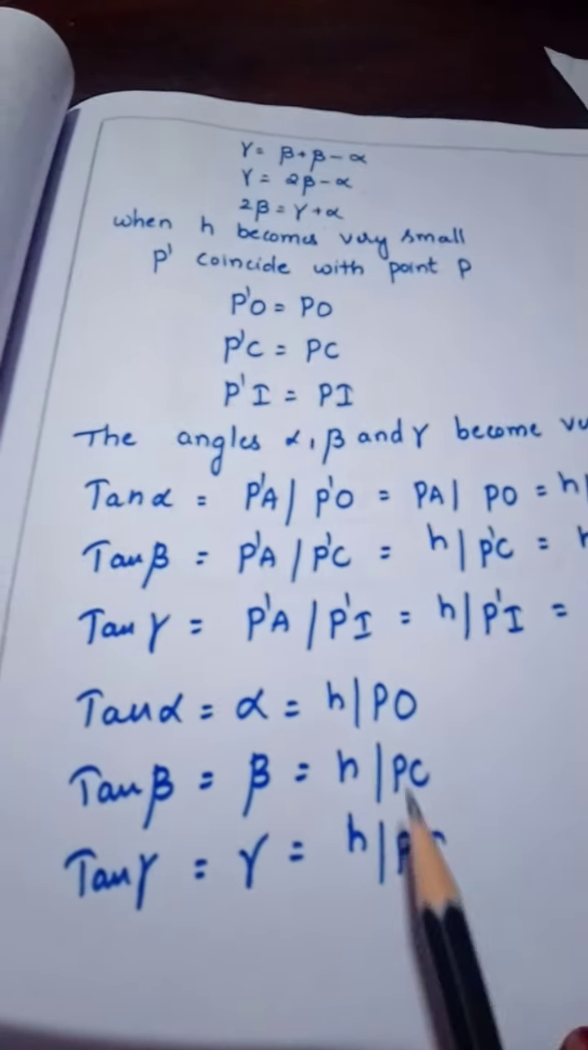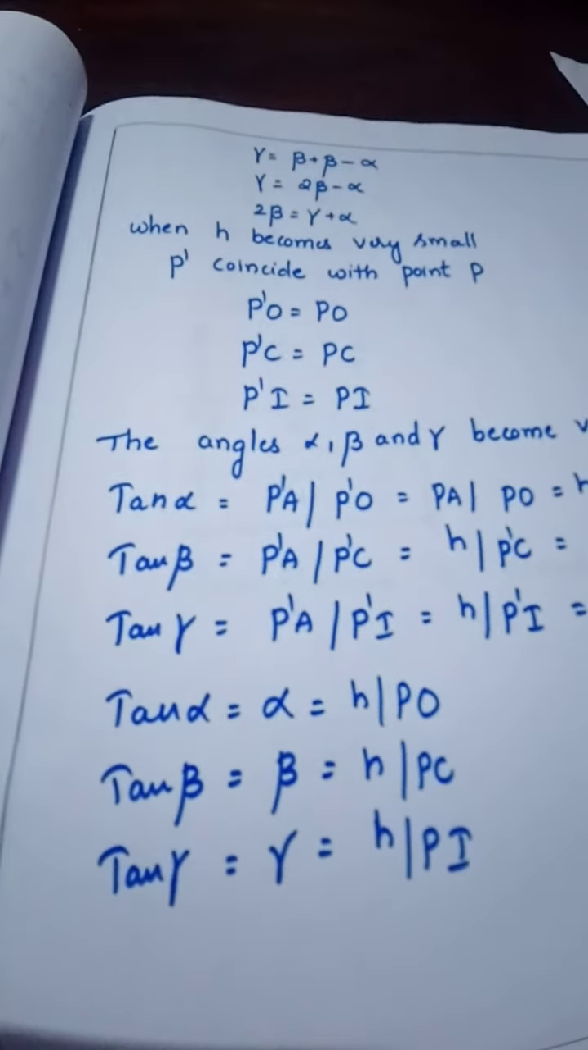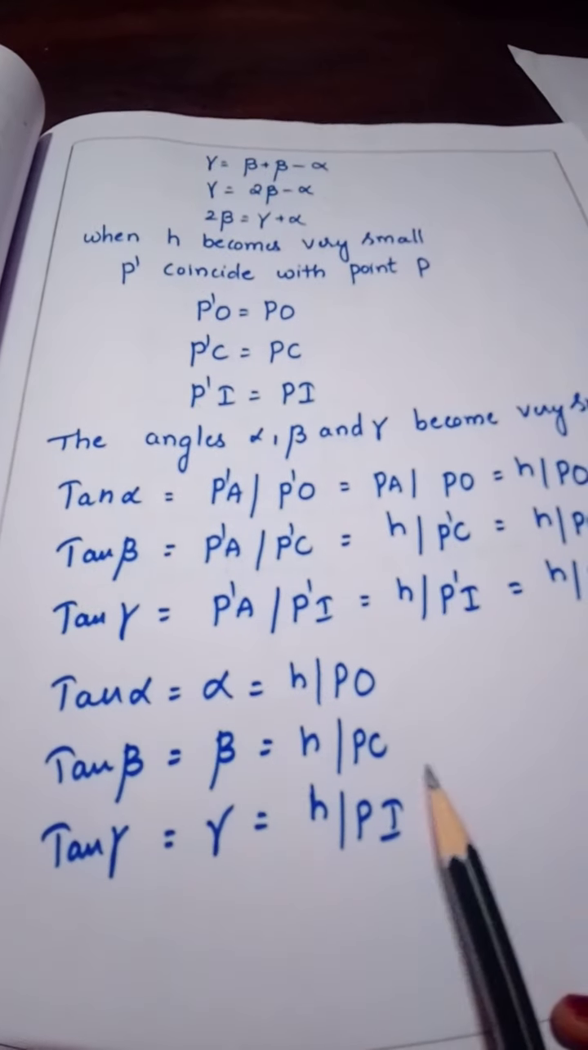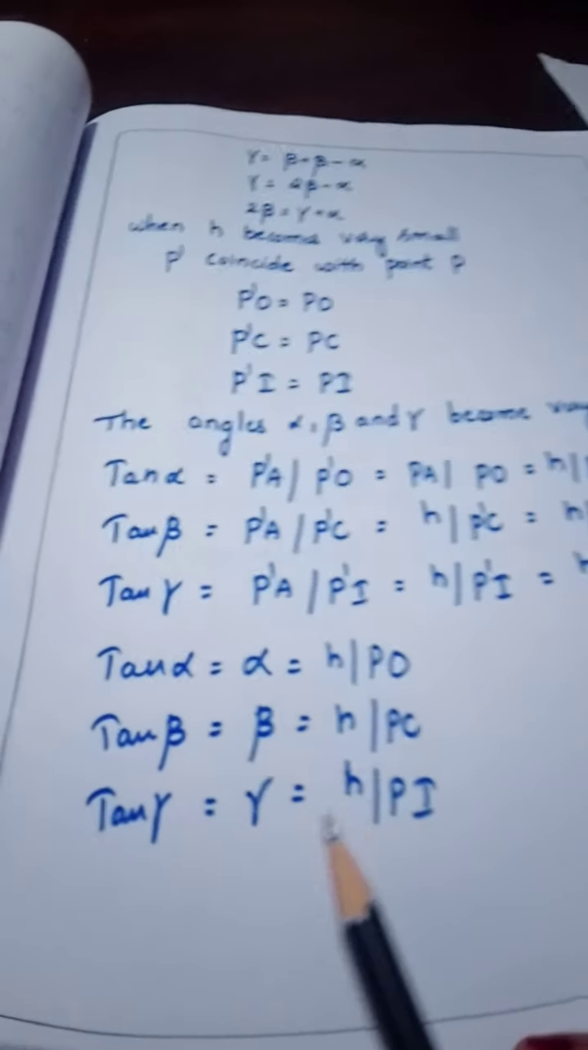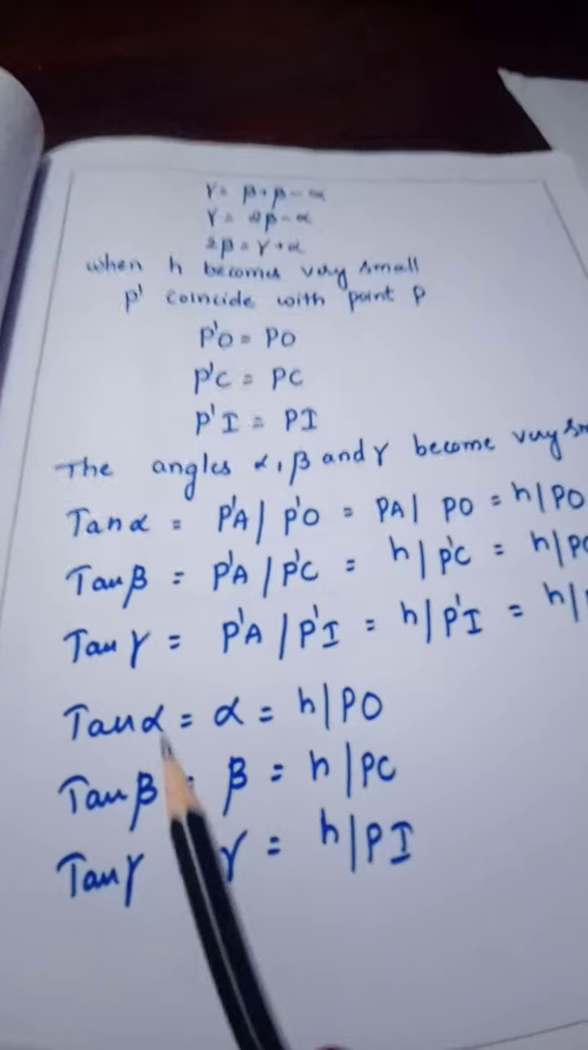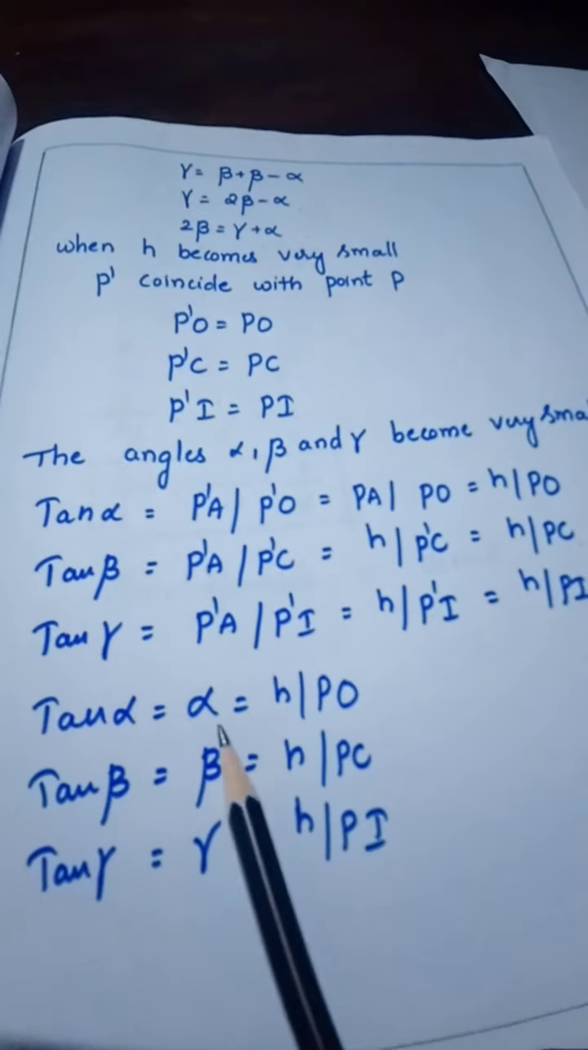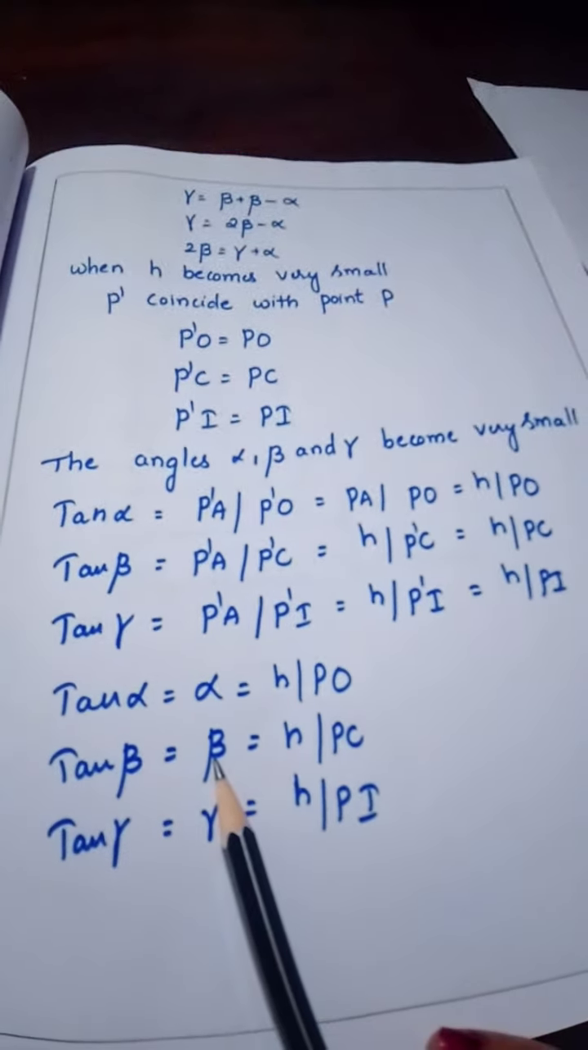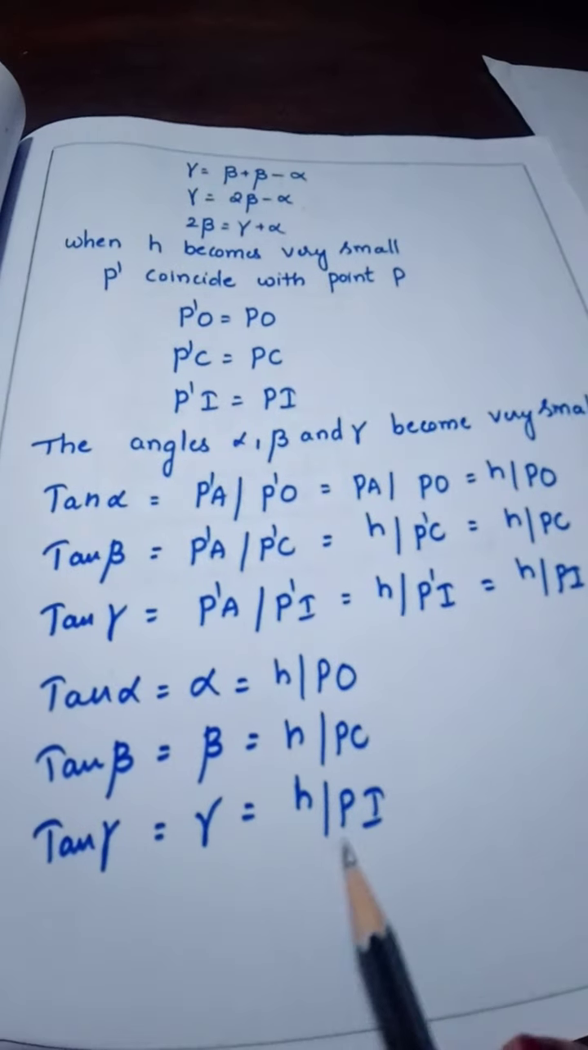So tan alpha, what we got now? Tan alpha is equal to H by PO, tan beta is equal to H by PC, tan gamma is equal to H by PI. As alpha, beta, gamma are very small, we remove this tan and make it alpha equal to H by PO, beta equal to H by PC, gamma equal to H by PI. So these are the alpha, beta, gamma values.